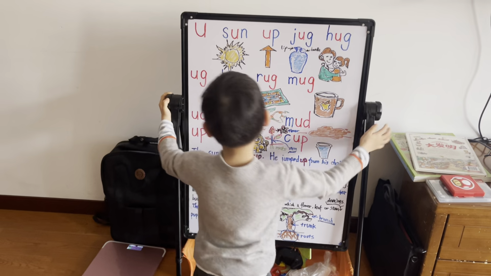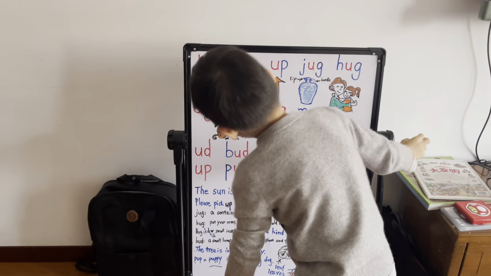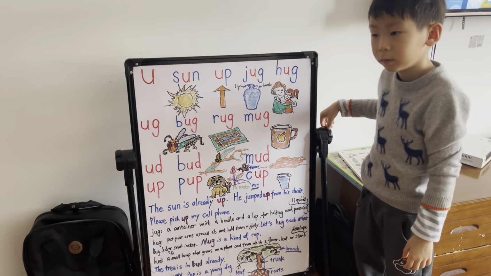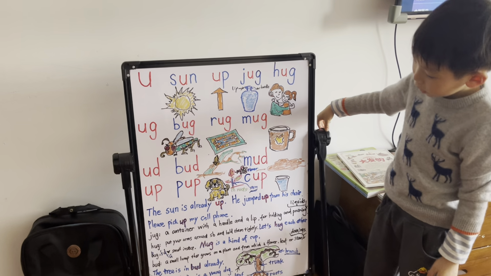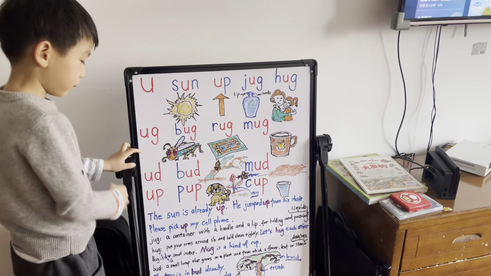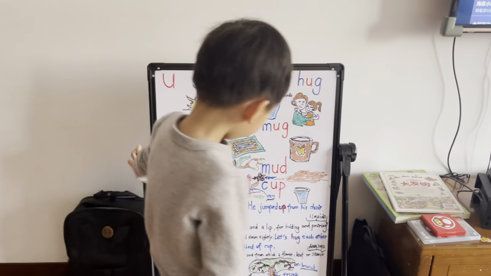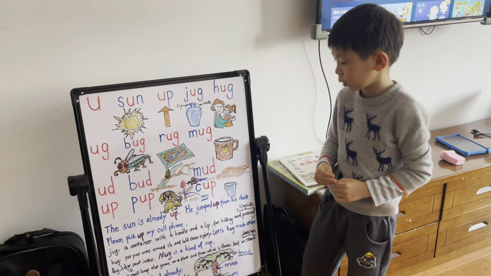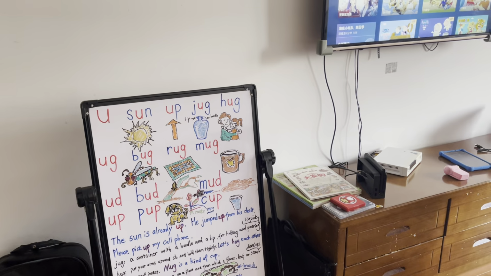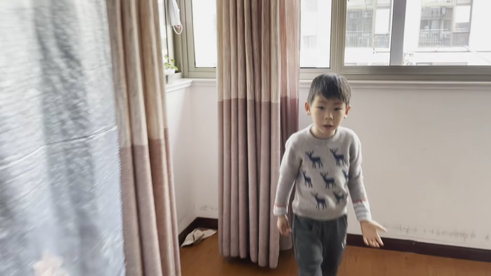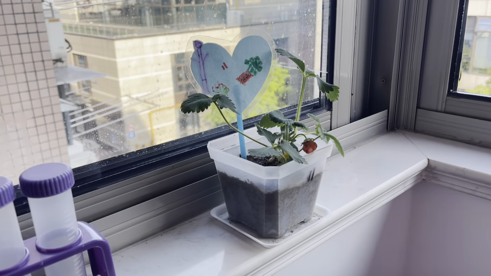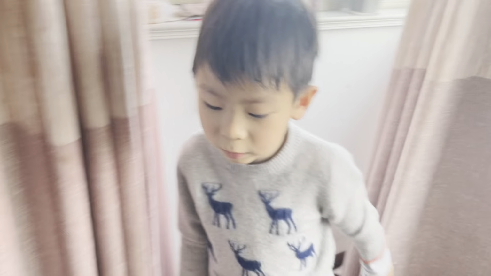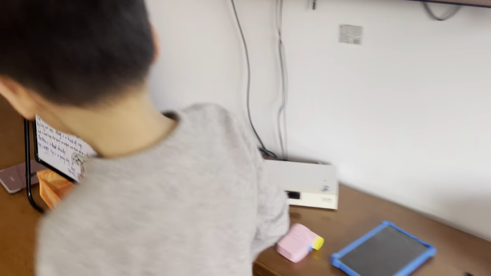Up. Good. But, art. Yes, good. Do you know bud? Bud means a small lump that grows on a plant. Strawberry. 可是现在还不能吃，还没有变成真正的草莓。Do you have a strawberry?